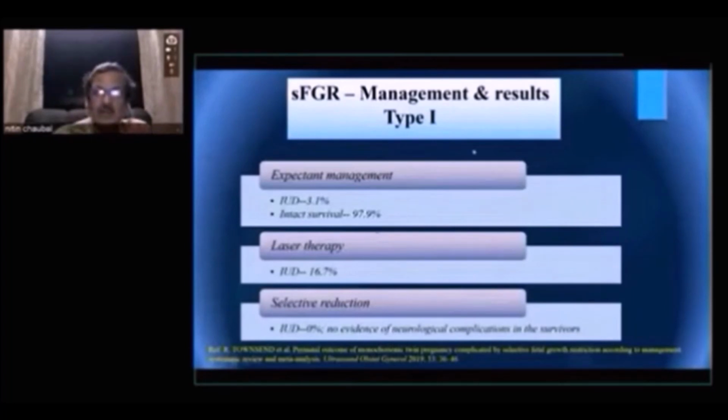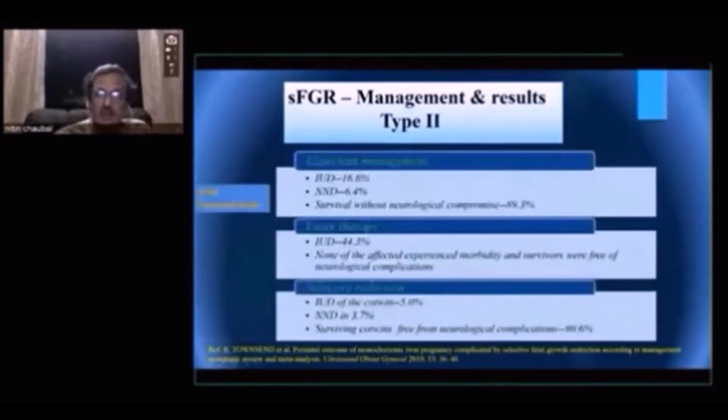In type 1 FGR, with an expected management, the intact survival is very good, almost 98%, which is very good, and we would all like to have that. In type 2, with an expected management, the survival without neurological compromise gets down to almost 89%. With laser, there is a very high incidence of IUD of the polar twin. But what is encouraging is that none of the affected, or basically after birth, there was no neurological complications.